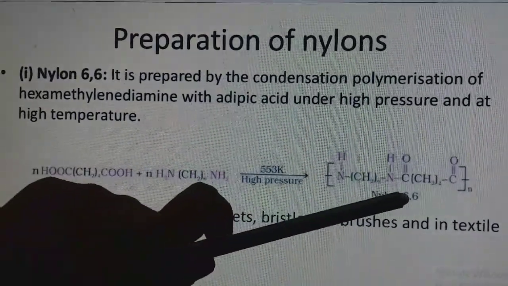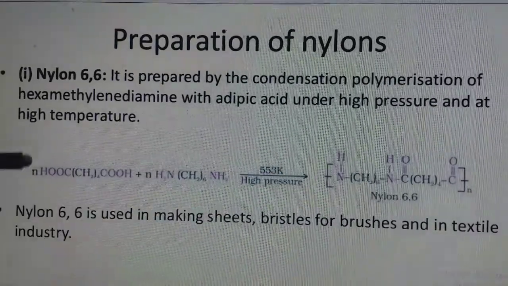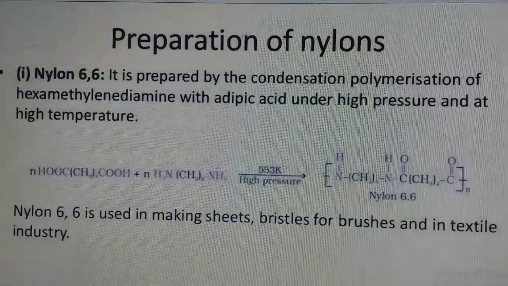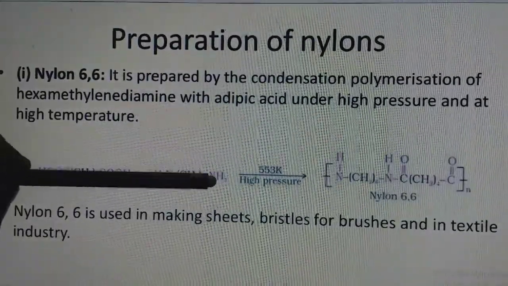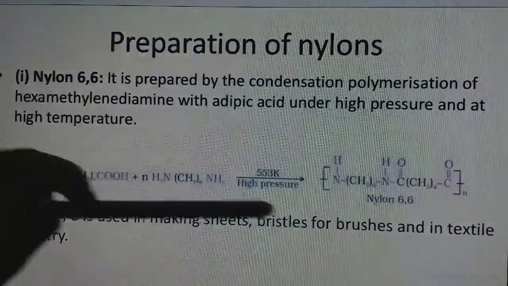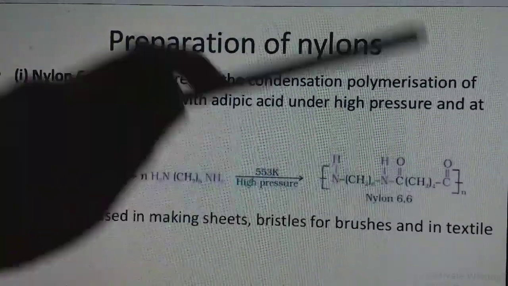Why is it called nylon 6,6? Because the first 6 denotes the first monomer. Suppose you take adipic acid, it contains 6 carbon atoms. In the same manner, hexamethylene diamine is another monomer, and it also contains 6 carbon atoms. That's why it is called nylon 6,6.